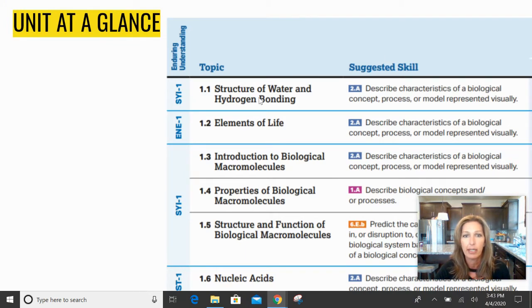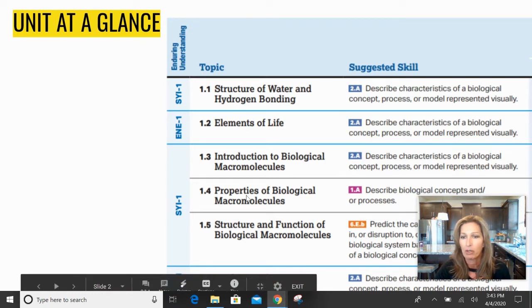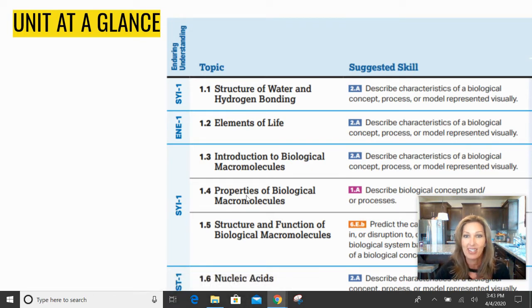So here's the unit at a glance. We talked about the structure of water and hydrogen bonds. We talked about the different elements of life. And then macromolecules, which you guys all really, really loved so much. So we definitely need to do that. This is only about 10% of the exam.